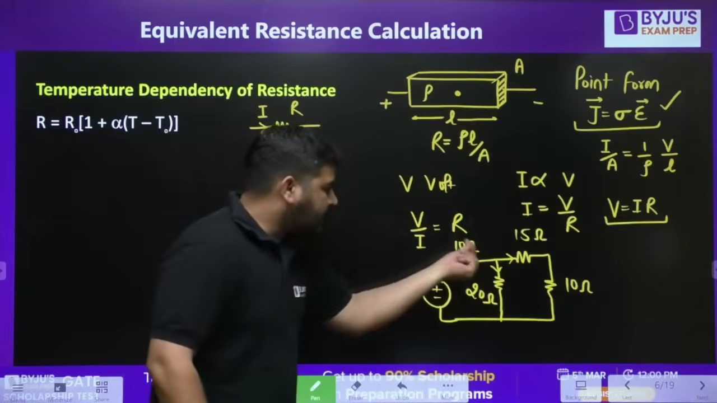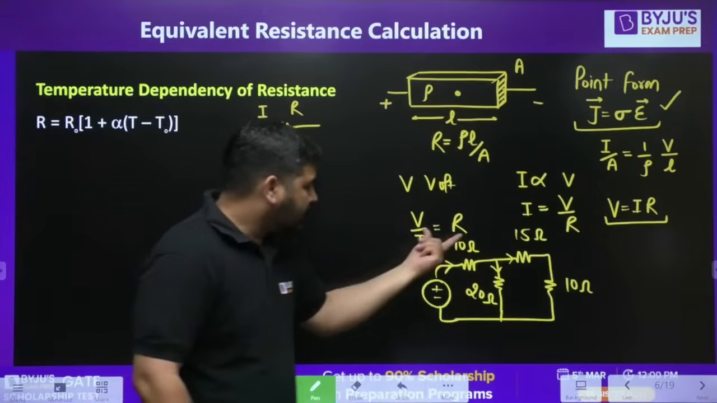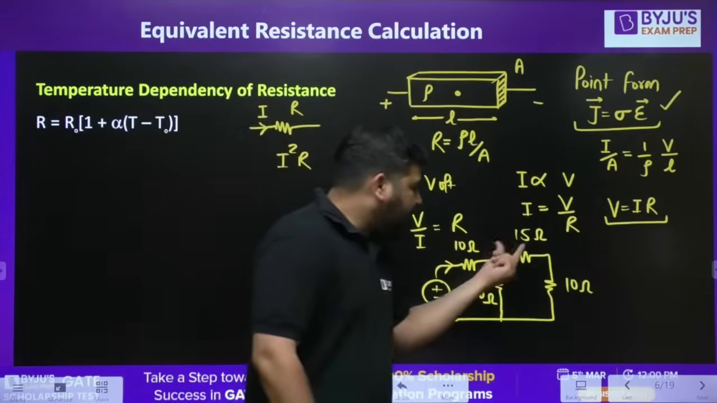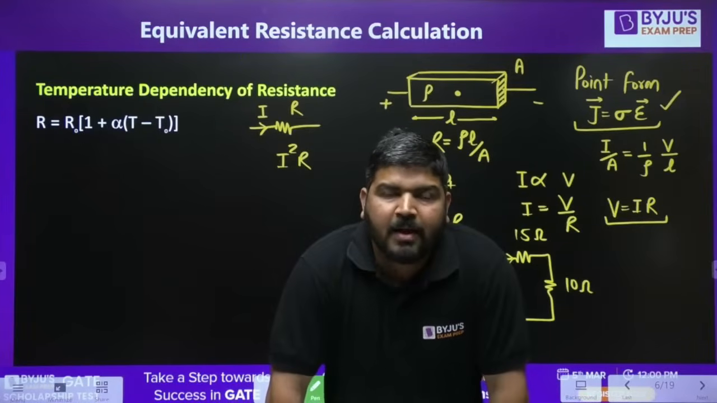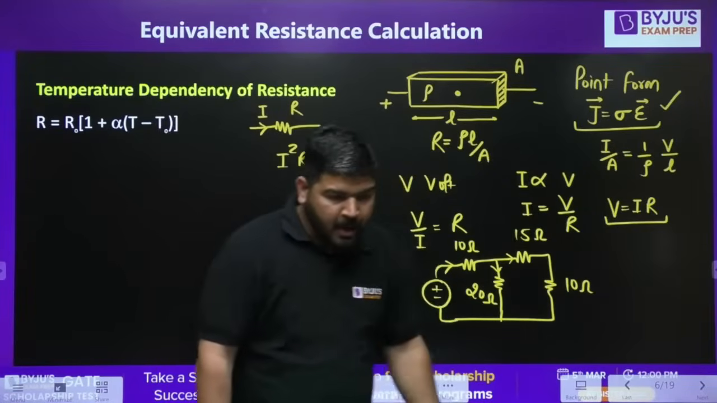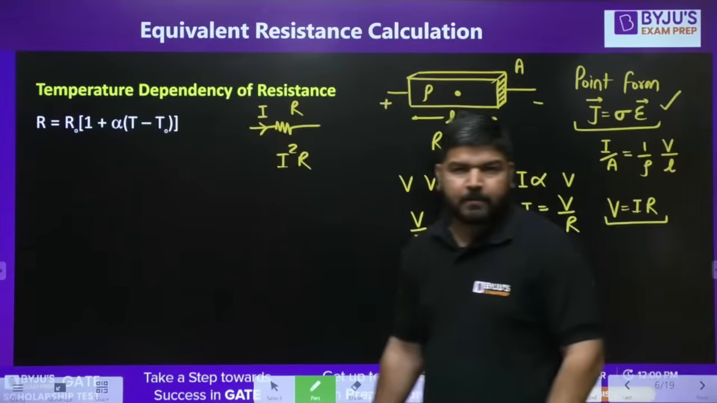If the temperature of this resistance is increased, then what will happen? The resistance value will change. It means whatever values you have used are no longer applicable. The value has changed. I hope it is clear. So you can say that the resistance itself is a strong function of temperature.